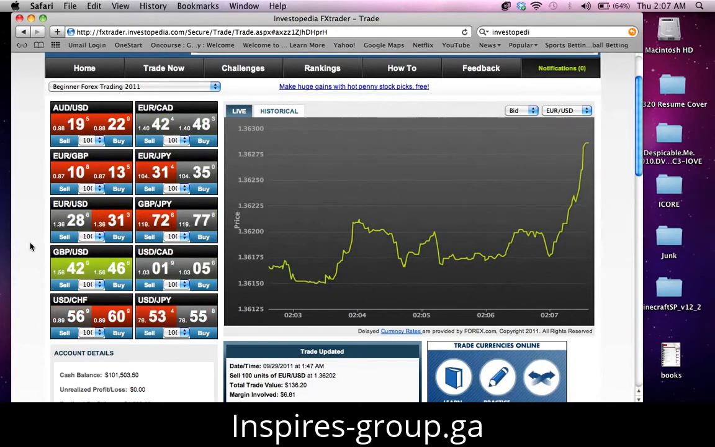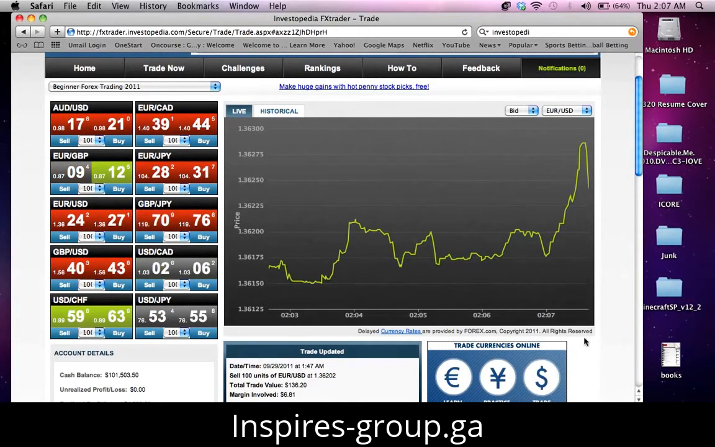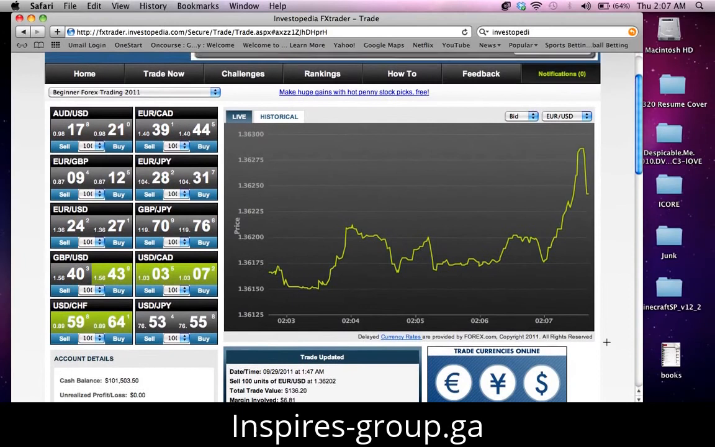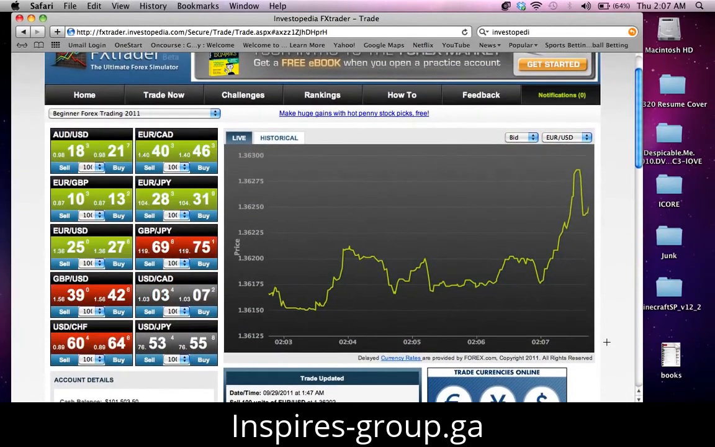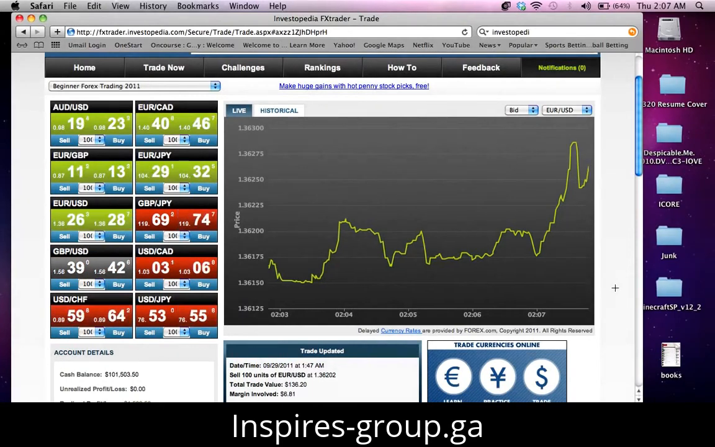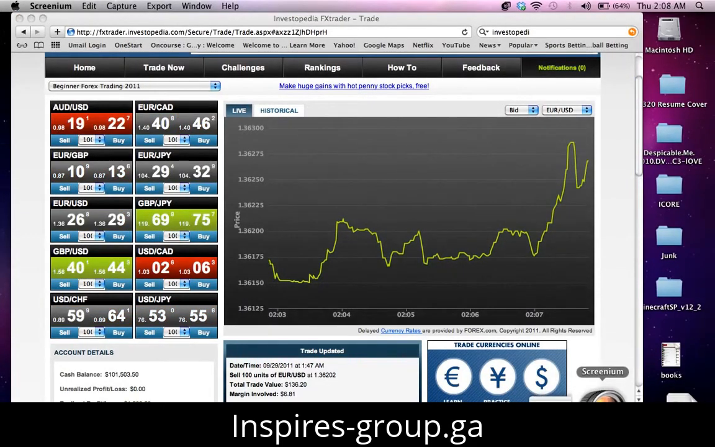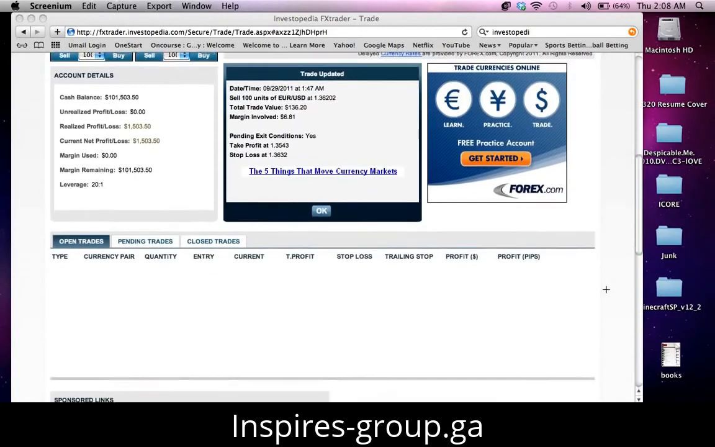So as long as you keep your leverage low and only make small trades and practice on your practice account before you really start doing this, you should be fine. You won't lose a dramatic amount of money unless, like I said, you're being stupid with the amount of money you're trading. So let's see how this trade is working out here.